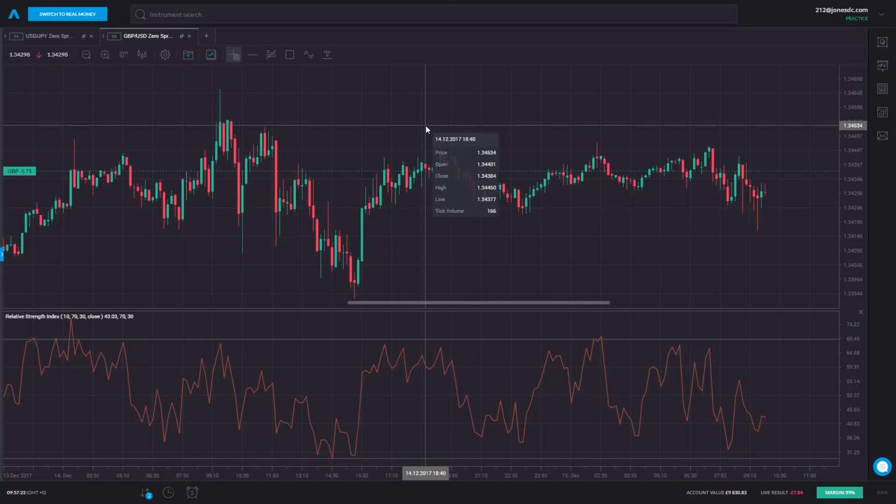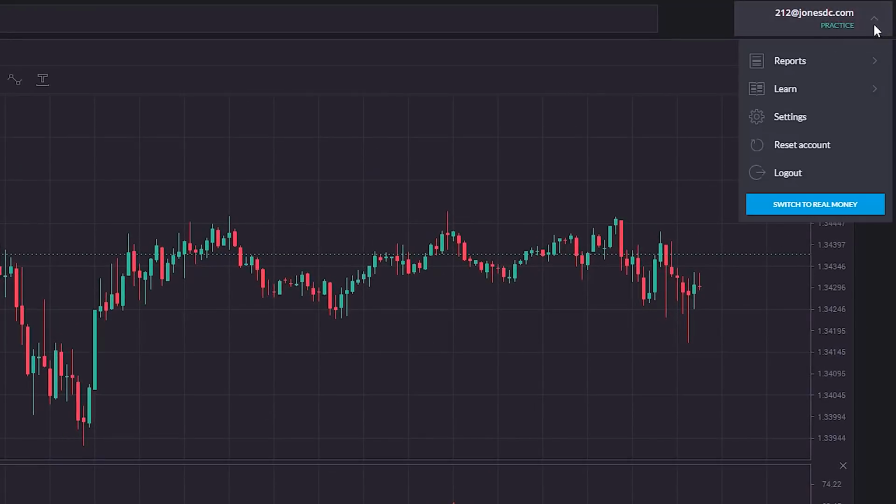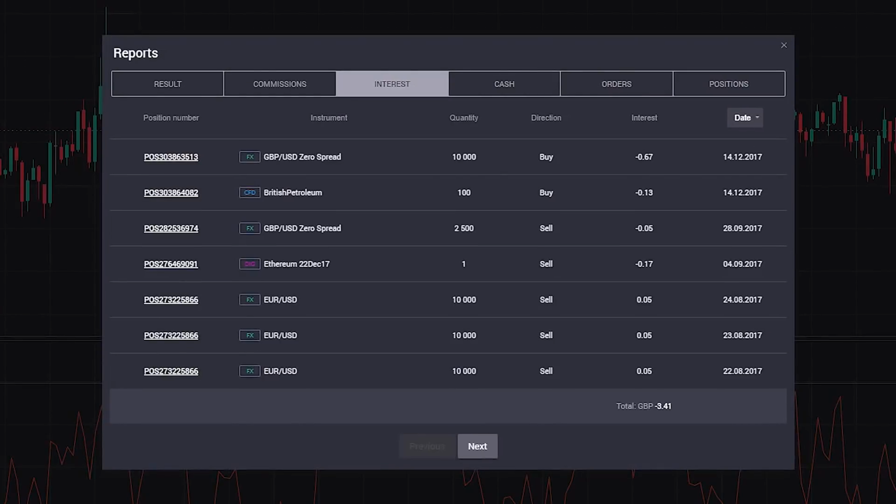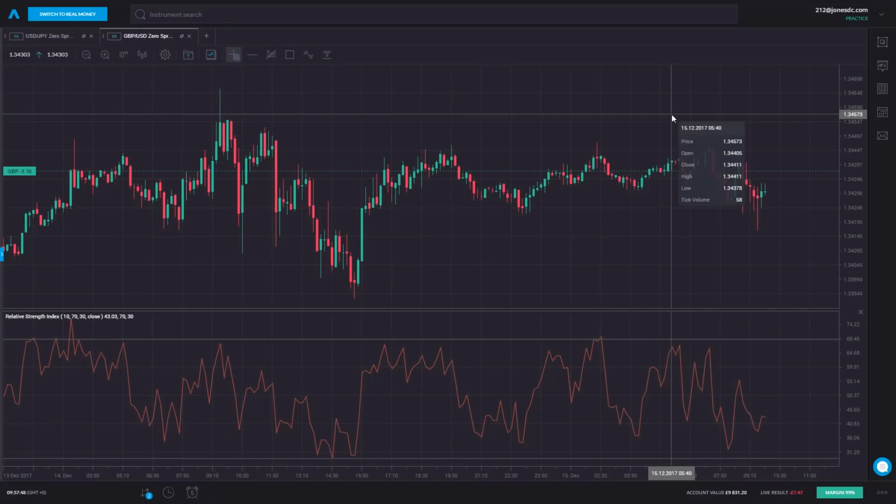And just for the sake of completeness, we've jumped forward one day. So it's the next day after we've placed those trades, just to show you the other aspect of margin, the fact that there's financing. Here we go. There's our pound US dollar trade. So for holding that overnight, the 10,000 position cost me 67 pence in margin finance, and the BP CFD, just over £500 position there, that cost me 13p. So that's a cost every day because in effect we're borrowing money to trade.